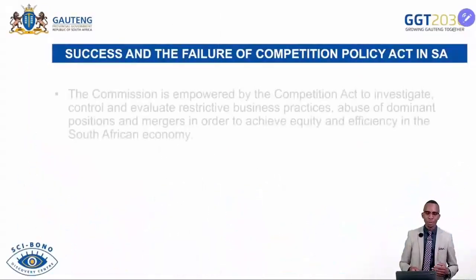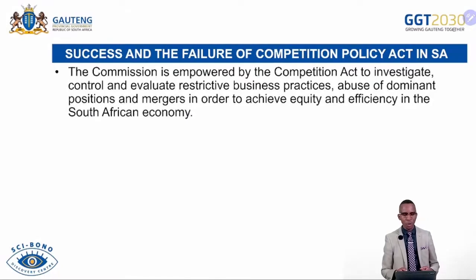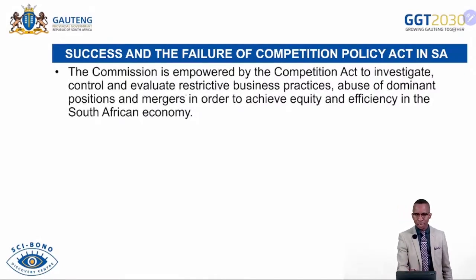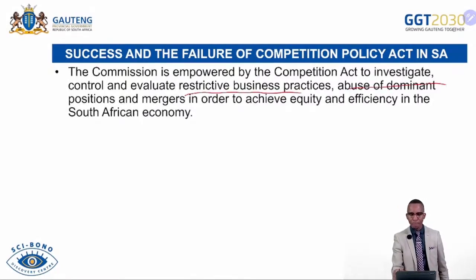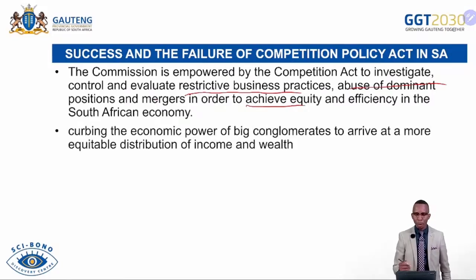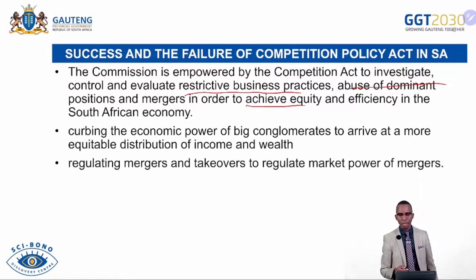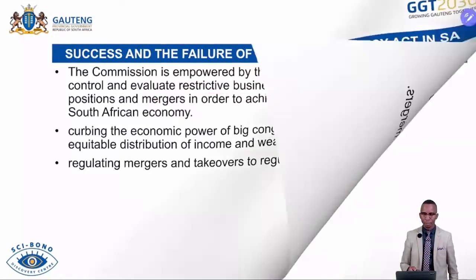And then we continue. The Commission is empowered by the Competition Act to investigate, control, and evaluate restrictive business practices, abuse of dominant power or positions, and mergers in order to achieve equity and efficiency in the South African economy. Keeping the economic power of big firms in check to arrive at a more equitable distribution of income and wealth. And then regulating mergers and takeovers to regulate the market power of mergers.